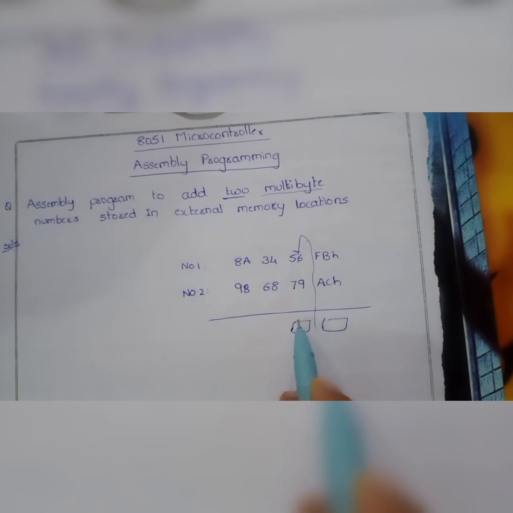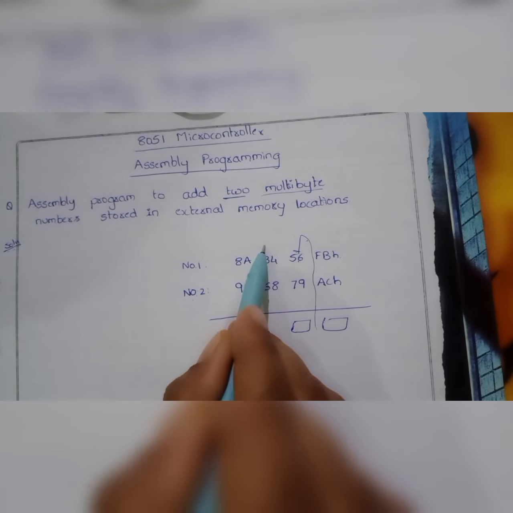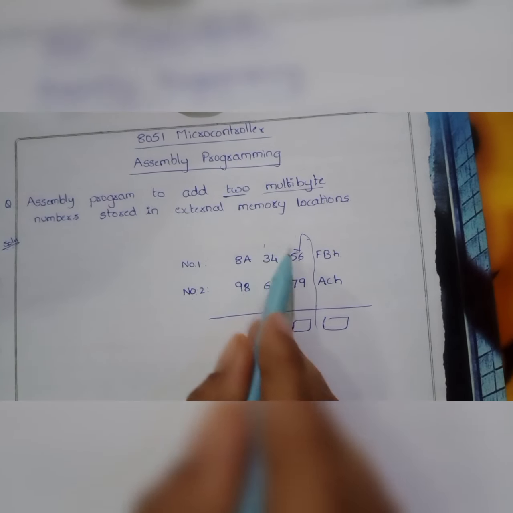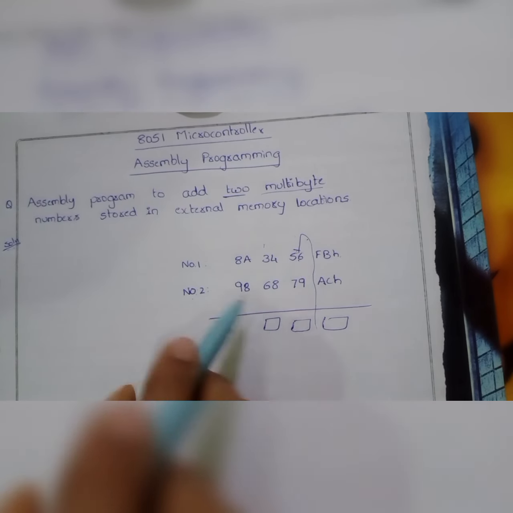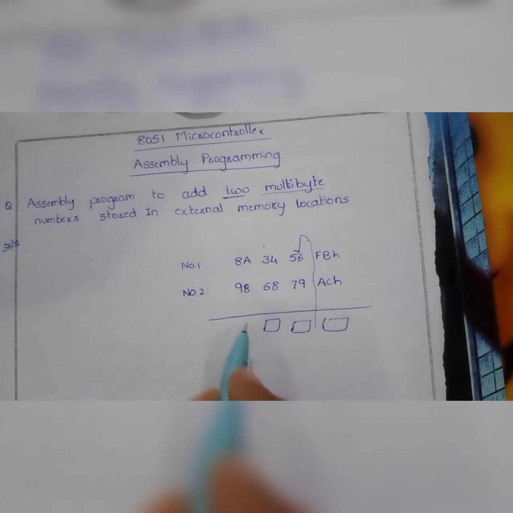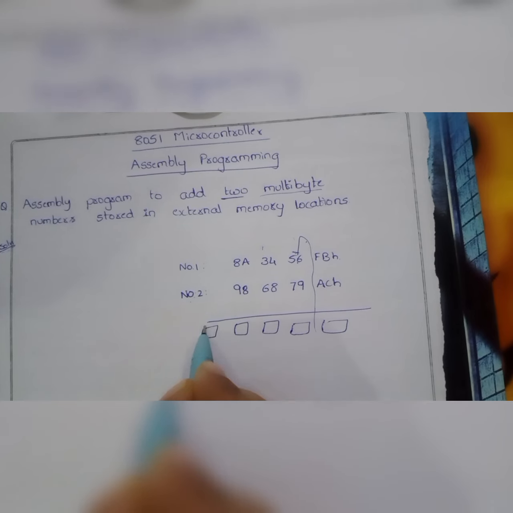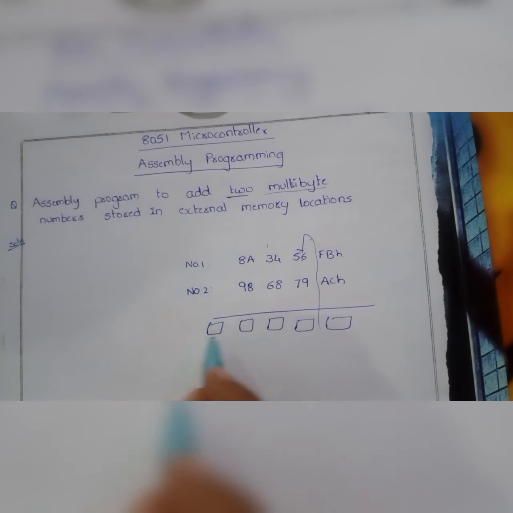Based on this carry, I'll be adding these two along with the carry. I'll have a result. If there is a carry, I have to add it here. I have to add these two numbers with the previous carry and store the result. Add these two numbers with the previous carry, store the result. And here is my final carry. So this is what exactly I have to do.